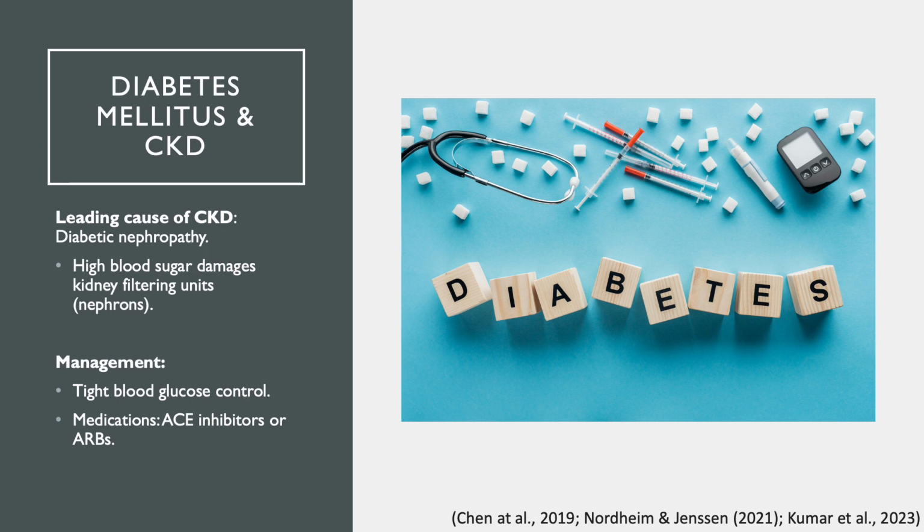So, the management of diabetes and CKD. The main approach in managing CKD caused by diabetes is tight blood glucose control. Keeping the blood sugar level stable is crucial to prevent further kidney damage. In addition, medications such as ACE inhibitors and ARBs are commonly used. These medications not only help control blood pressure, but also provide direct protection to the kidneys by reducing proteinuria and preventing further kidney damage.